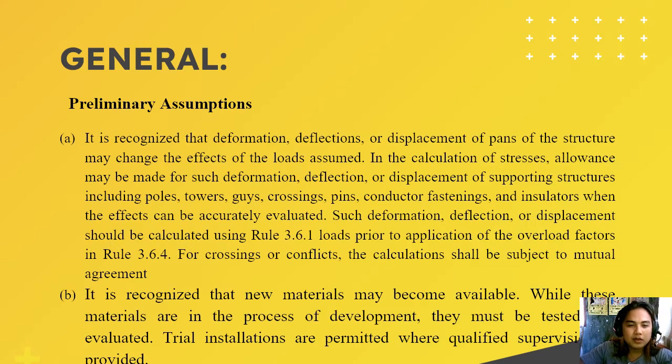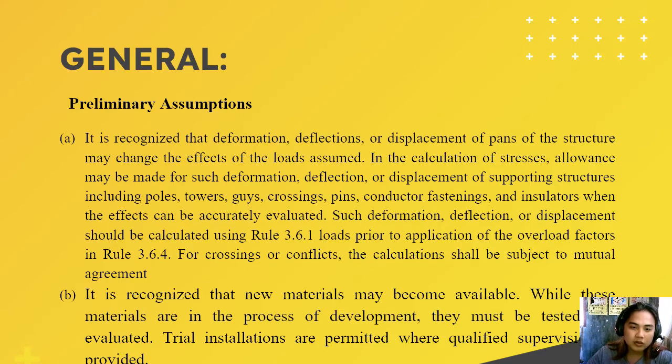Preliminary assumption. It is recognized that the deformation, deflection, or displacement of parts of the structure may change the effects of the loads assumed. So if we use materials that have been deformed or deflected, the loads may change. In the calculation of stresses, allowances may be made for such deformation, deflection, or displacement of supporting structures, including poles, towers, guys, crossarms, pins, conductor fastenings, and insulators, when the effect can be accurately evaluated. Such deformation, deflection, or displacement should be calculated using rule 3.6.1.